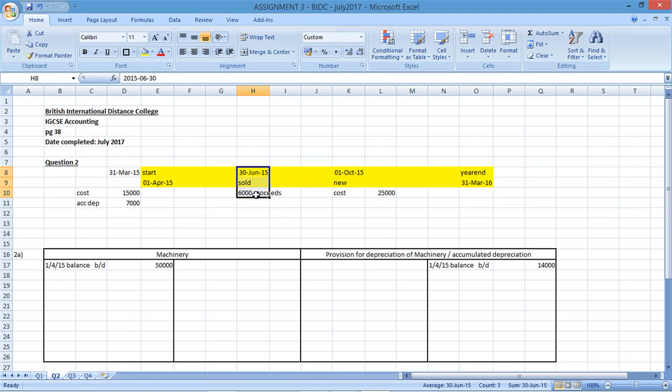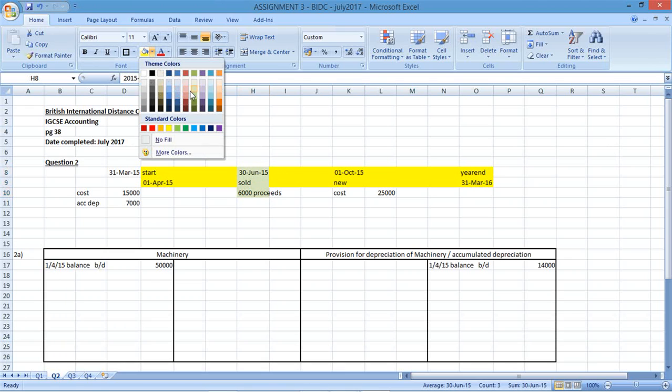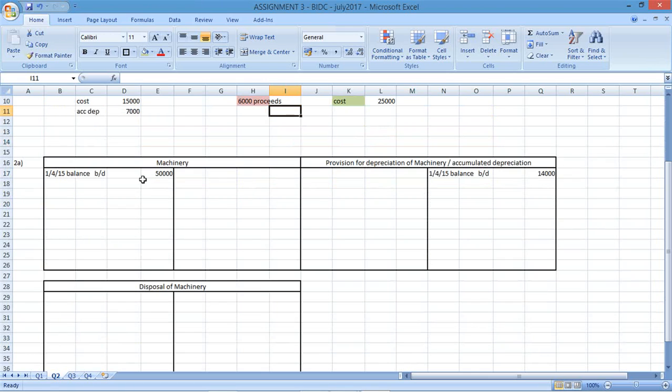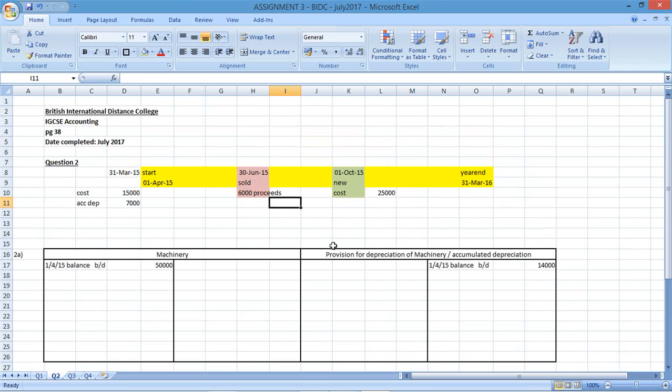So you've got two things here. You've got the disposal there, and you've got an acquisition there of a new asset. So you've got existing assets as well, and you've got assets that are bought and assets that are sold. So what do we need to do now? Well, we've got a good idea of what the picture looks like. We've been asked to do three things: the machinery, the disposal, and the provision for depreciation. So let's first start with the easy bit.